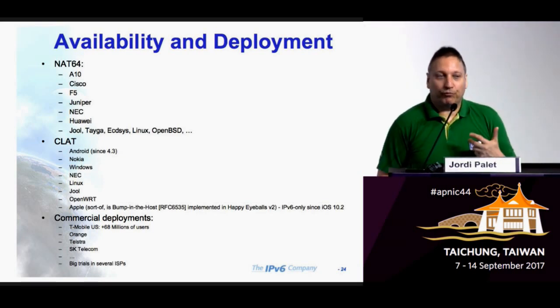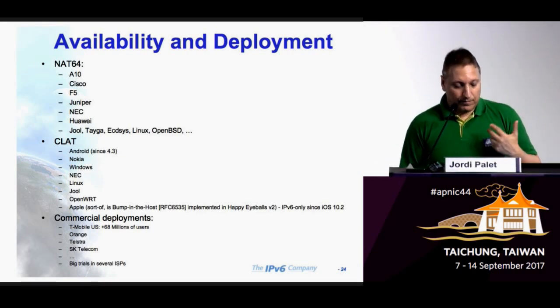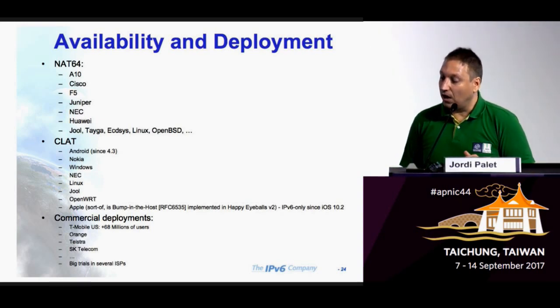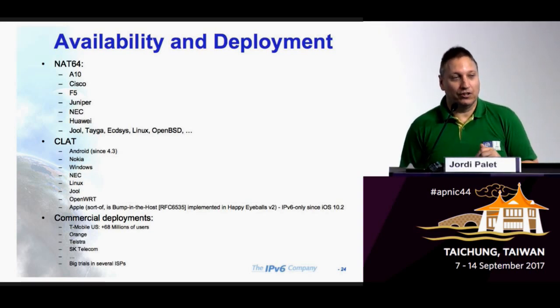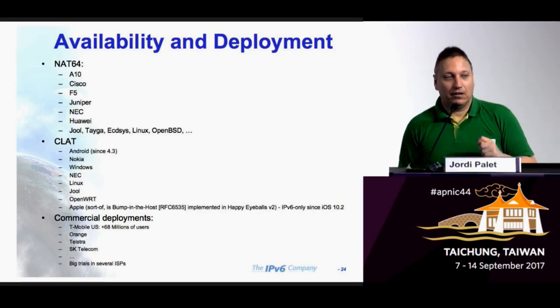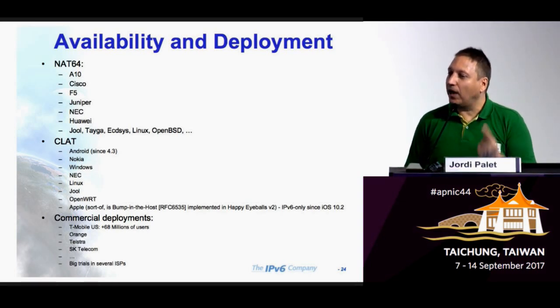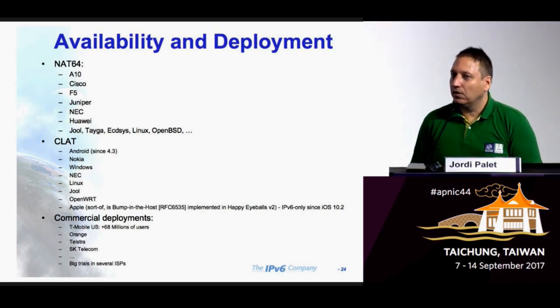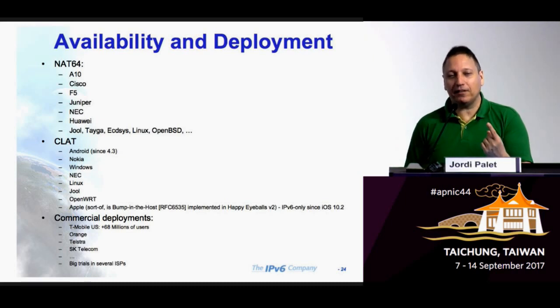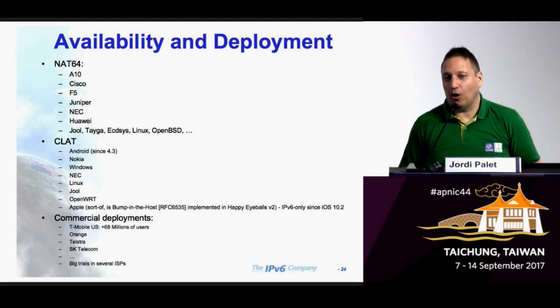Regarding commercial deployments of 464XLAT, well, there is T-Mobile. The last figure I saw was more than 70 million users. What that means is that just with T-Mobile, this mechanism, 464XLAT, is the protocol that has more IPv6 users in all the world. Just one protocol, in just one provider, has much more than all the other transition mechanisms together, okay? That clearly shows that this is the right way to go, obviously.